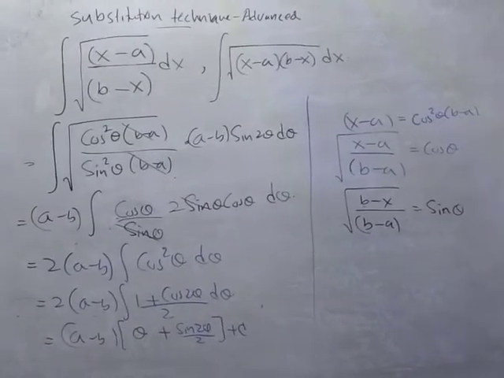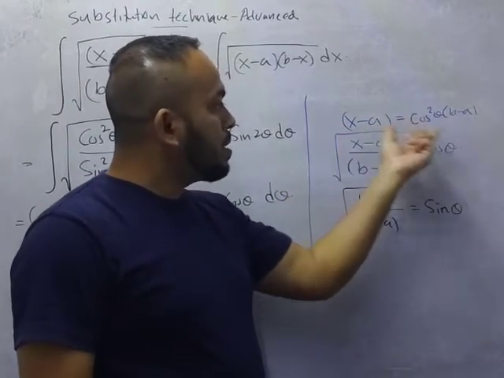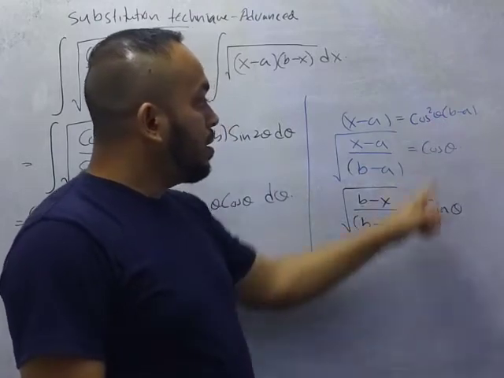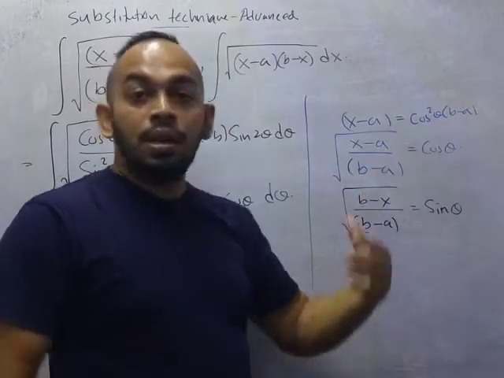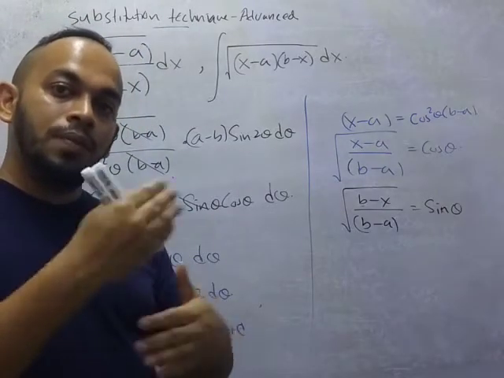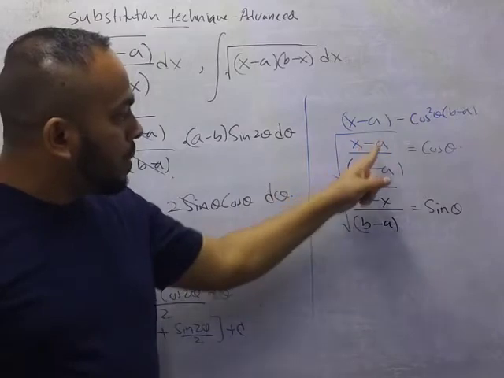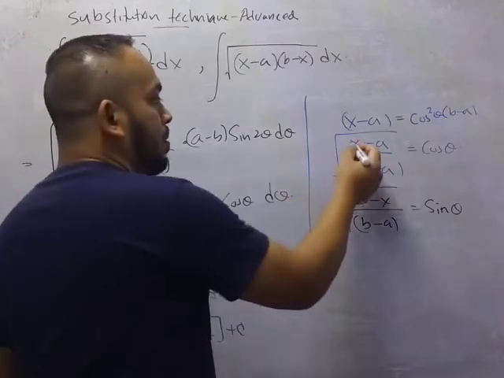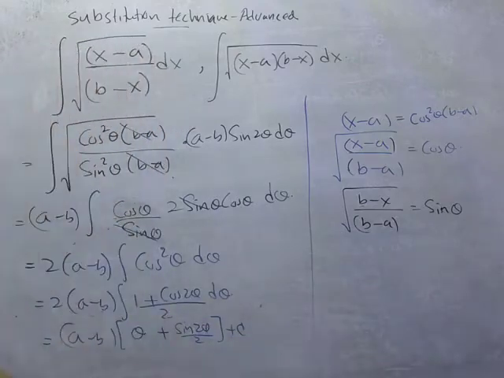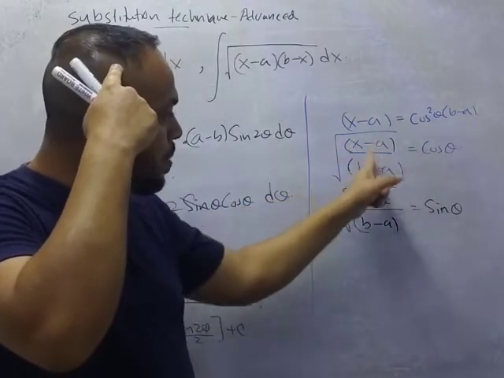Right. So notice here we found this one already. x minus a is equal to cos square theta into b minus a. So we can use this to get an expression for cos theta, and after that for theta. So this is cos theta, root of x minus a divided by b minus a. So from this also we can get a value for theta, because theta can be replaced by cos inverse of the square root of this one.